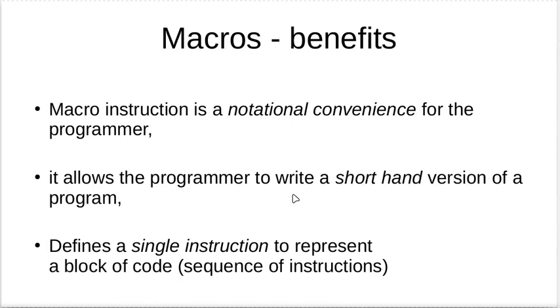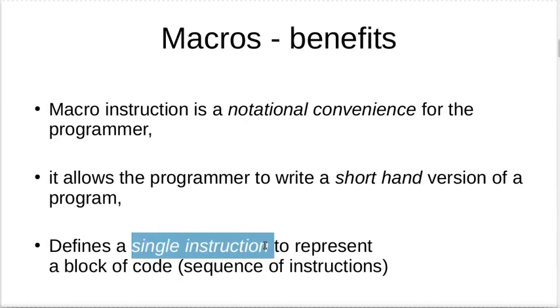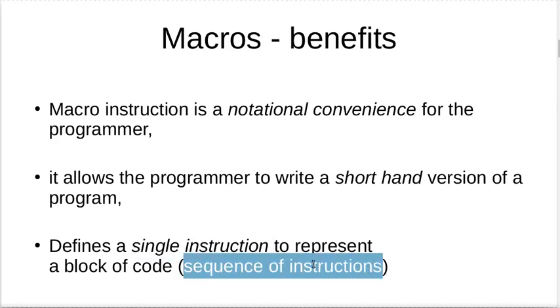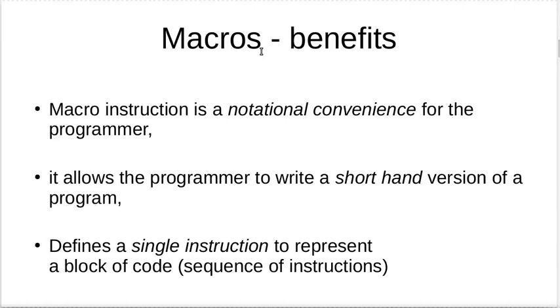Shorthand, in the previous days, was a widely used type of writing, generally by reporters, where they would use symbols for specific words. Similarly, in the case of a macro facility, the shorthand version is simply the representation of the set of instructions by a single name. So what does it do? It defines a single instruction, or a single name, to represent a given block of code or sequence of instructions. We have to be comfortable with the fact that macros provide us with this benefit.